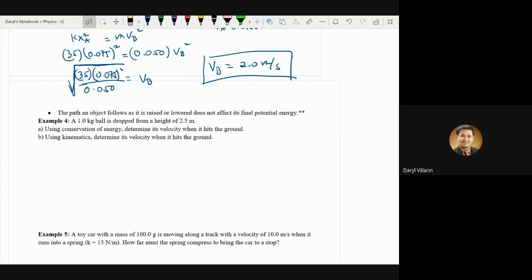Let's take this example here. A 1 kilogram ball is dropped from a height of 2.5 meters. Again, it's dropped, so that means the velocity is zero in that particular case. For letter A, we will try to use the conservation of energy to determine its velocity when it hits the ground.